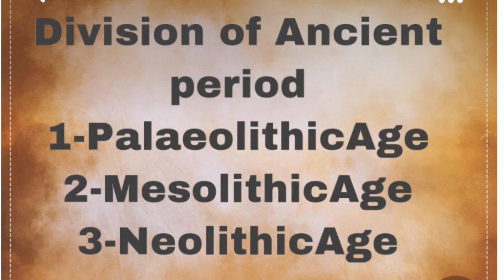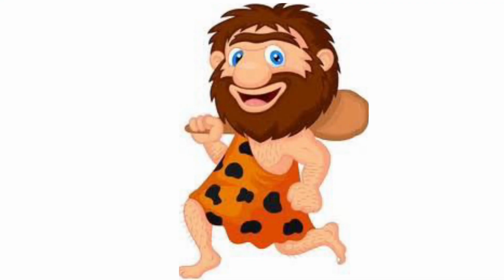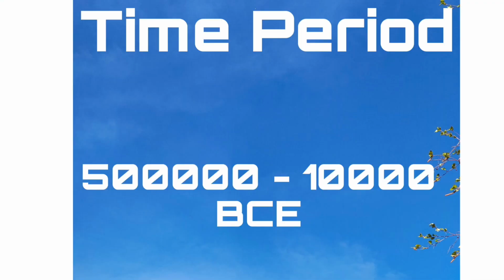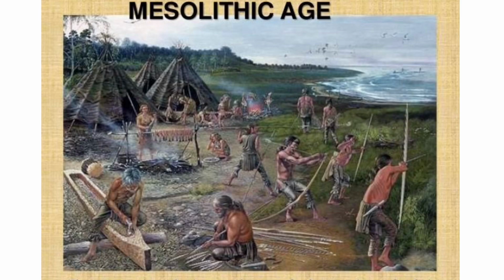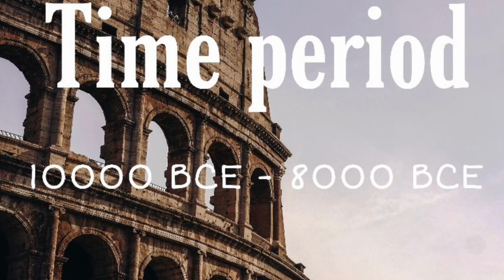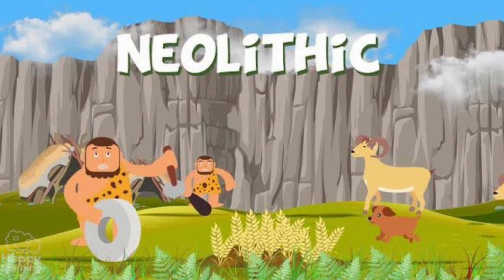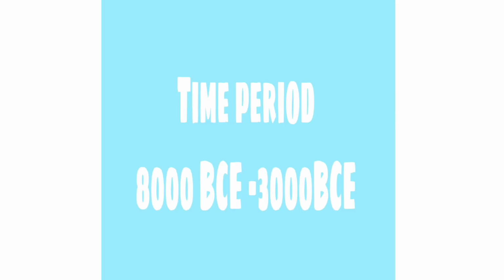Paleolithic age. Paleolithic age is also known as Old Stone Age. The time period for it is 5 lakh to 10,000 BCE. Mesolithic age. Mesolithic age is also known as Middle Stone Age. The time period for it is 10,000 BCE to 8,000 BCE. Neolithic age, it is also known as New Stone Age. The time period for it is 8,000 BCE to 3000 BCE.